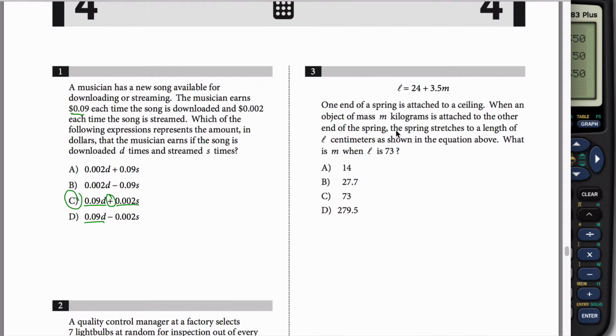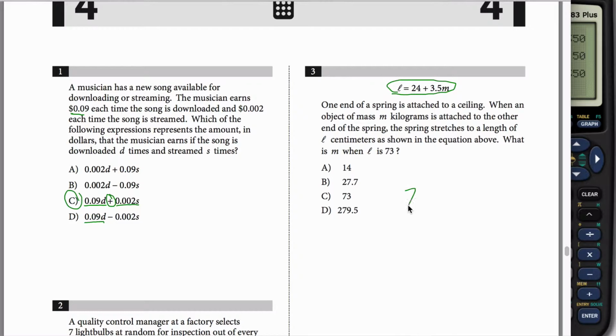Moving on, number 3. One end of a spring is attached to a ceiling. Okay, so you have this linear equation. These are very common in these exams. And so the way to think about it is the length of the spring starts out at 24, and then you get another 3.5, I don't know what these are, inches maybe, every time m increases by 1. So what is m when L equals 73?